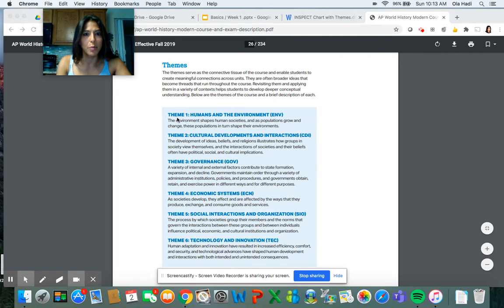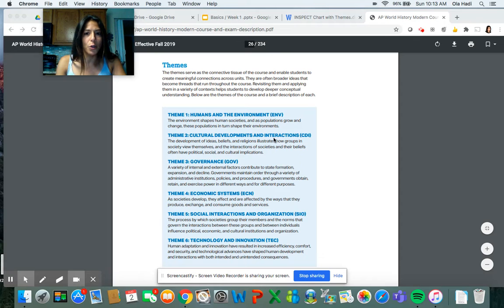So the first theme is environments, humans in the environment. It's called ENV for short. The environment shapes human societies. You can read this by yourself, but basically, anytime you see the environment affecting humans in any society, you're going to want to take note of that. I'm going to show you a certain way of taking notes called an inspect chart, where each of the letters stands for something. In the word inspect, the I stands for interactions between humans and the environment, which is going to be this one. So for example, plagues, or if there's deforestation or something that might affect human societies, we're going to note that.